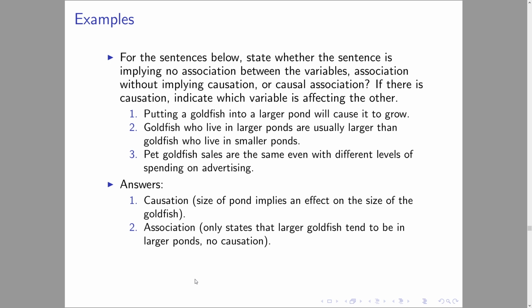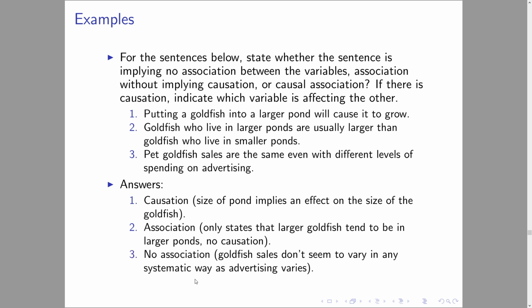The second example is an association because it only says that larger goldfish tend to be in larger ponds. It doesn't say that larger ponds will cause the goldfish to be larger. And the third example actually implies no association because it says in the sentence that the goldfish sales didn't seem to vary at all when the advertising spending was changed.